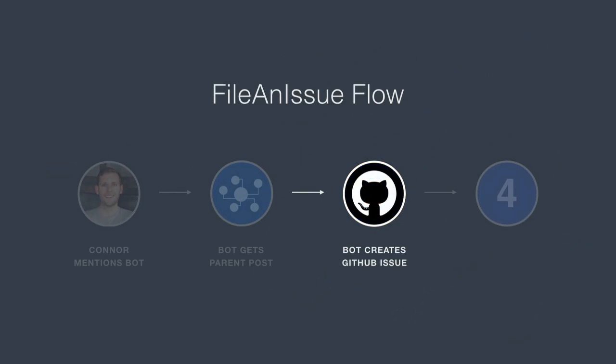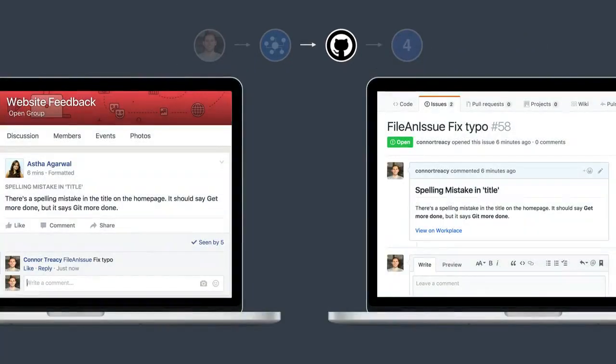Now that the bot has all the info it needs, it proceeds to create a GitHub issue. Conveniently, both Workplace and GitHub support Markdown formatting in text. So we'll just pass the original post content to GitHub, and that renders in a rich preview on GitHub. We've also appended a link to the original Workplace post so that it is easy to find the post back from GitHub.